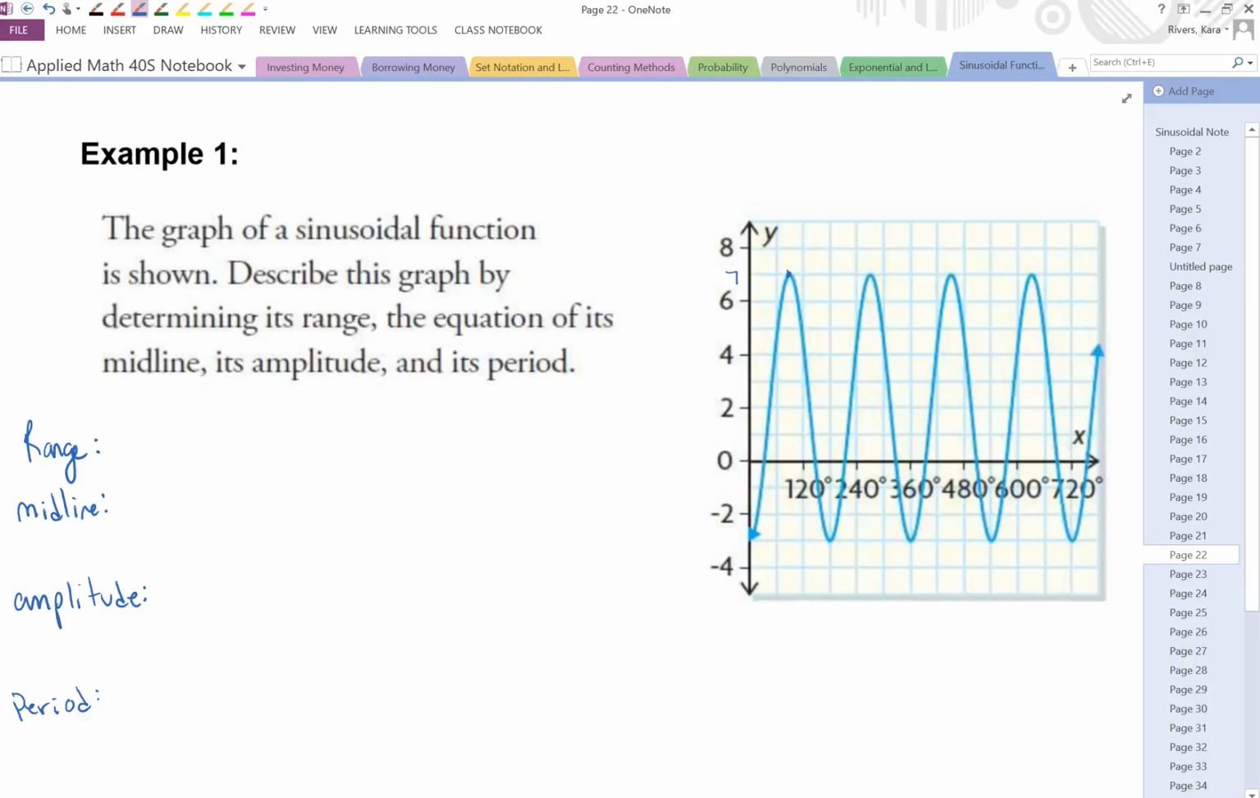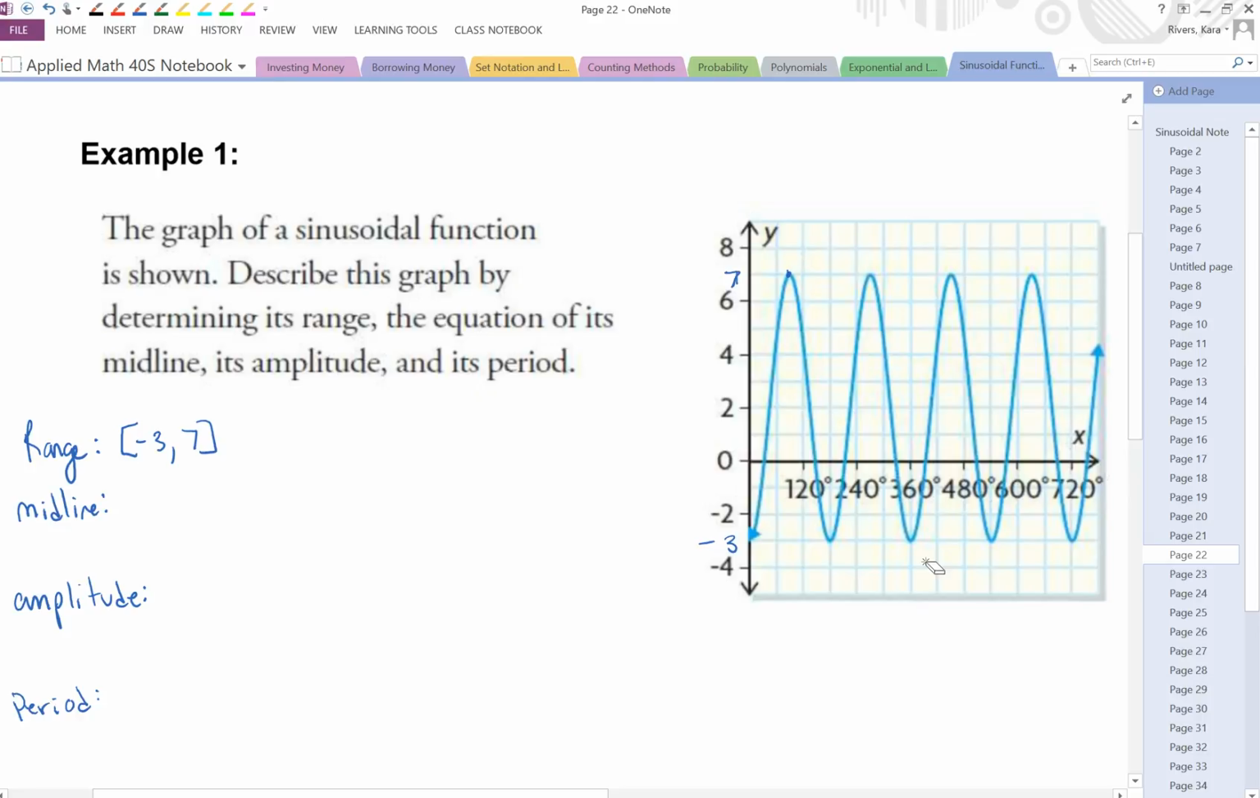All right, to calculate the range, we're just looking at the lowest possible point and the highest possible point. And we can see here that our lowest points are all sitting at y equals -3, and our highest possible points are sitting here at y is equal to 7. So our range would go from our lowest point, -3, to our highest point at 7.